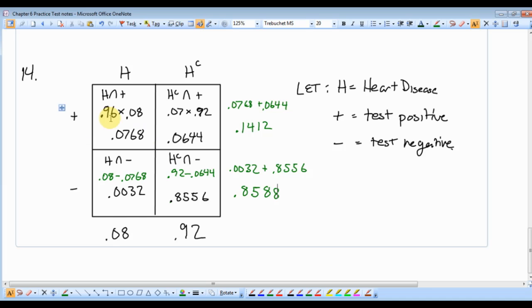Which is like saying 96% of this 8% will test positive. 96% of 8%, that is 0.0768. Also, 7% of the people who do not have heart disease will also test positive. 7% of 92% will also be positive. 7% of 92% was 0.0644.